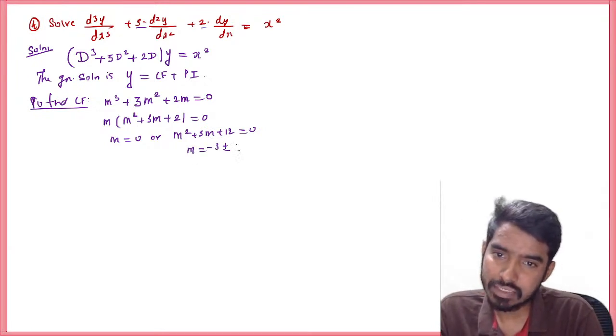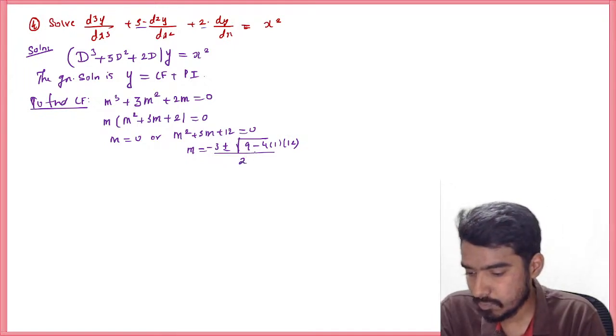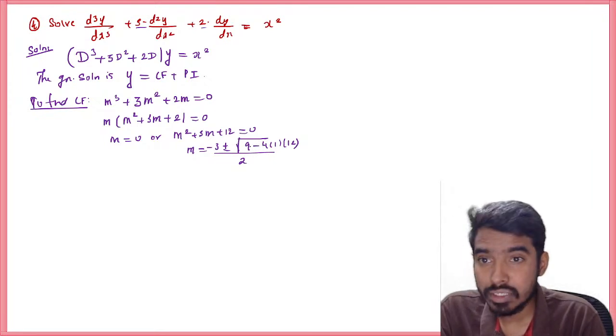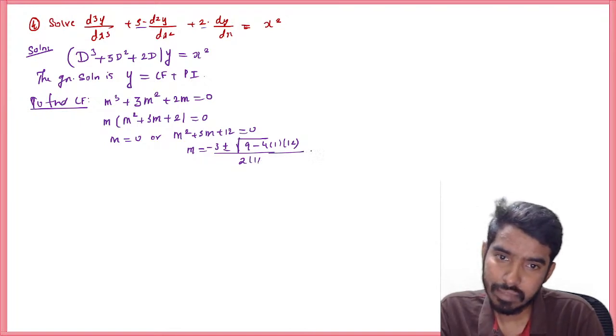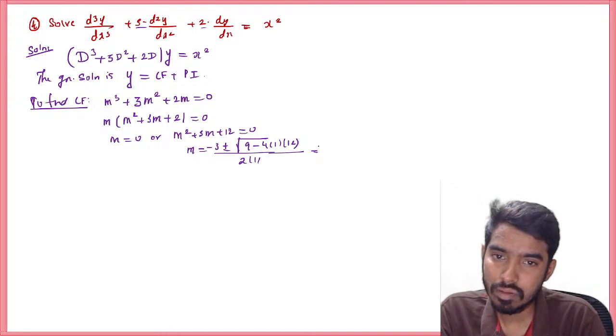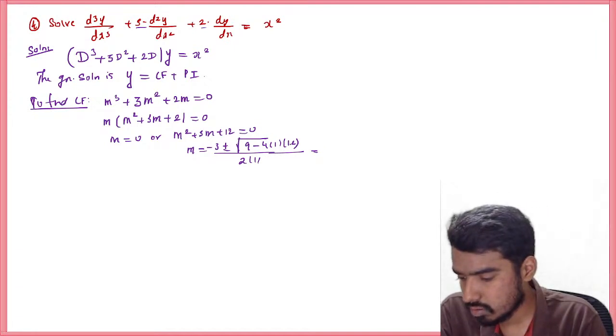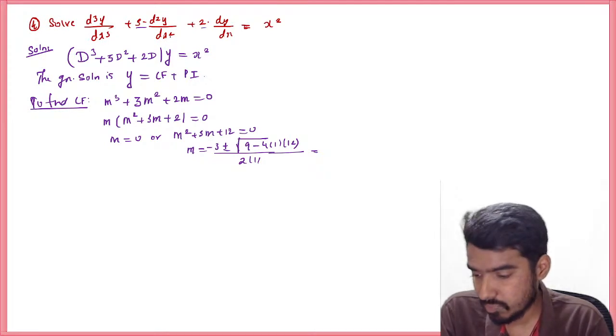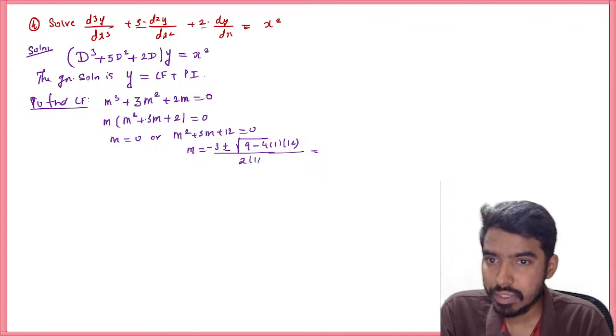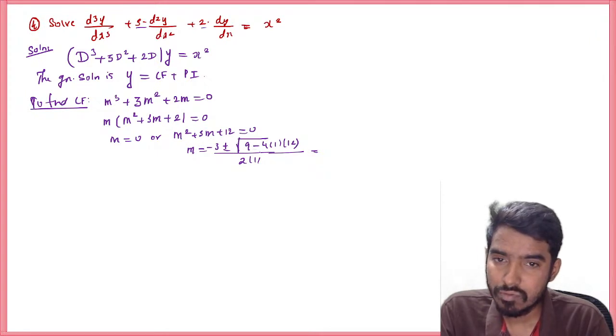So m is equal to minus b plus or minus root of b square minus 4ac, divided by 2a. The equation is d cube by dx cube plus 3 times d square by dx square plus 2 times dy by dx equal to x square. M square plus 3m plus 2.